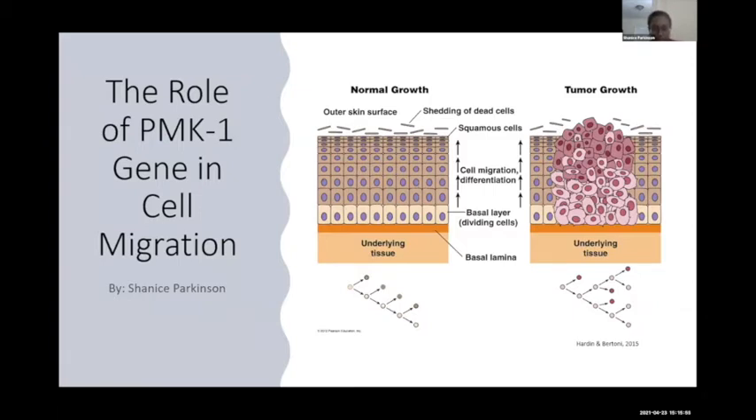For example, if cell migration does not occur properly, it can result in diseases such as cancer, as shown in the figure. So here we have a representation of skin cells that fail to migrate properly, and they eventually result in tumor growth.